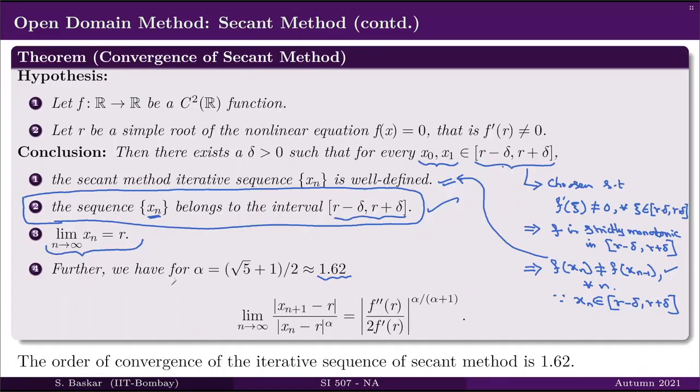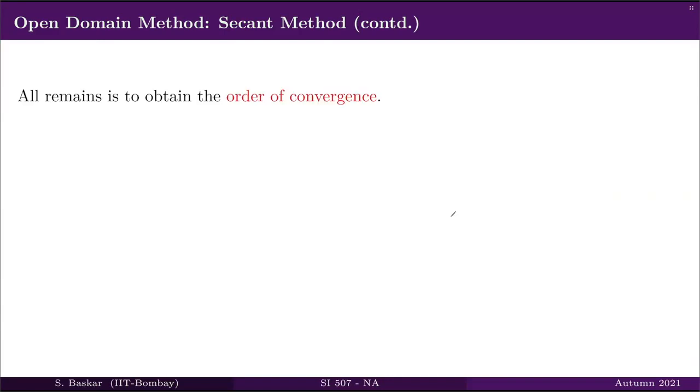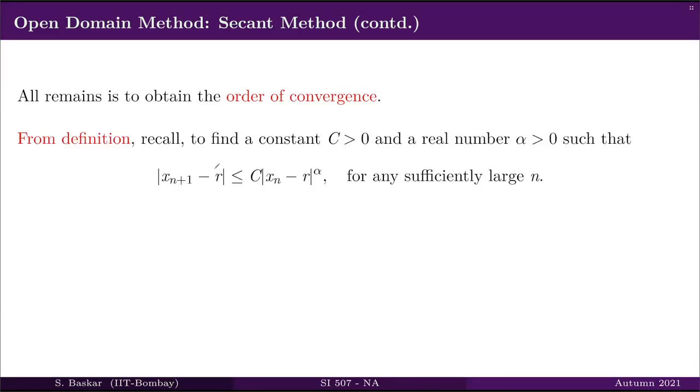Now there is only one conclusion that needs to be proved, that is the order of convergence. Let us see how to prove the order of convergence. Recall from the definition of order of convergence, we say that a convergent sequence is said to converge with order alpha if there exists a constant C and a real number alpha such that |x(n+1) minus r| is less than or equal to C times |xn minus r| to the power of alpha for sufficiently large n.